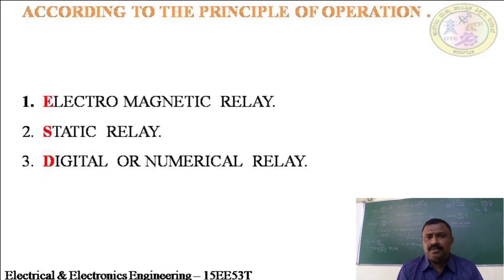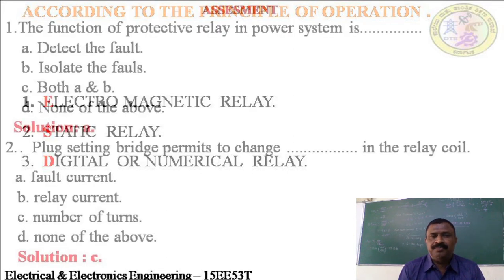This is another classification based on the working principle or the principle of operation of relays. One is the electromagnetic relay, which is our older version. Static relay is an improved version of electromagnetic, and now we are using numerical relays or digital relays.